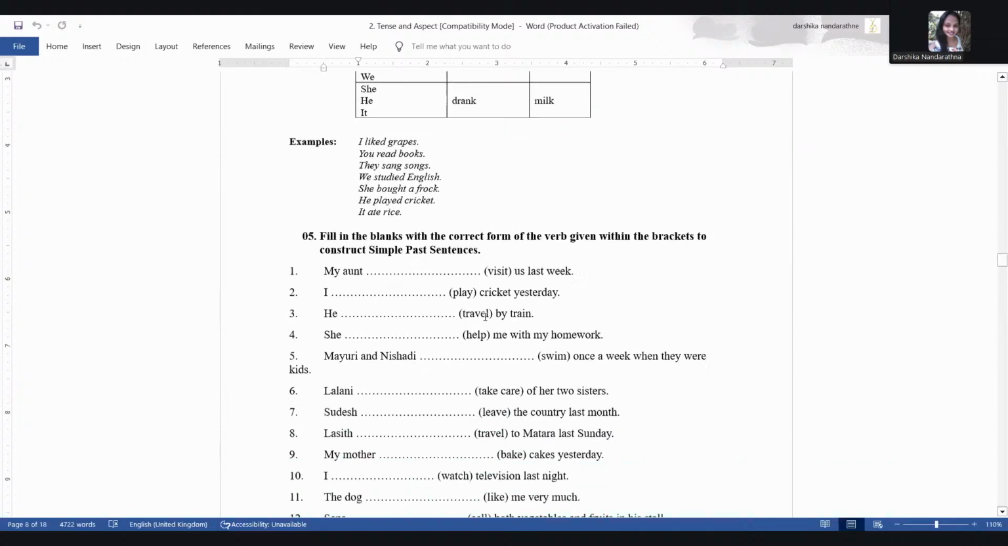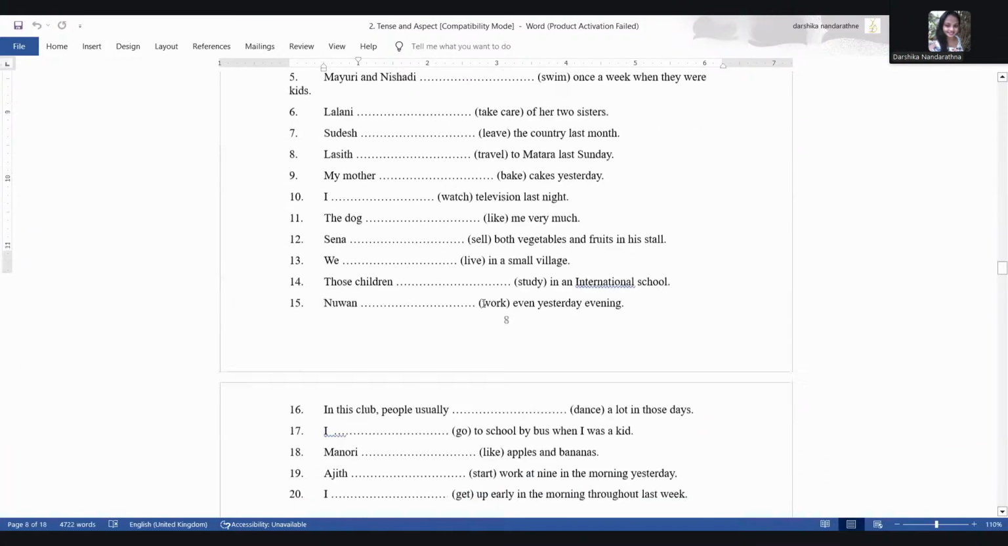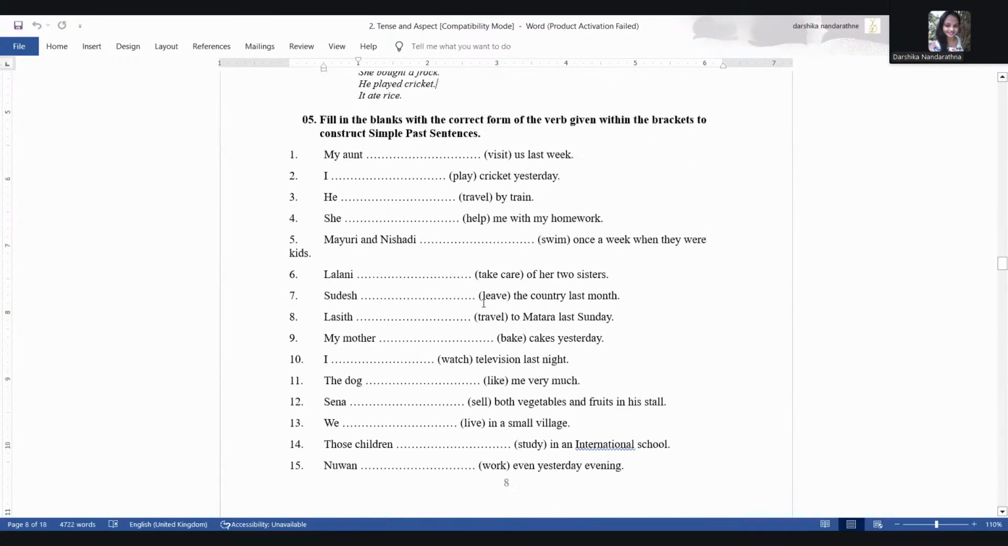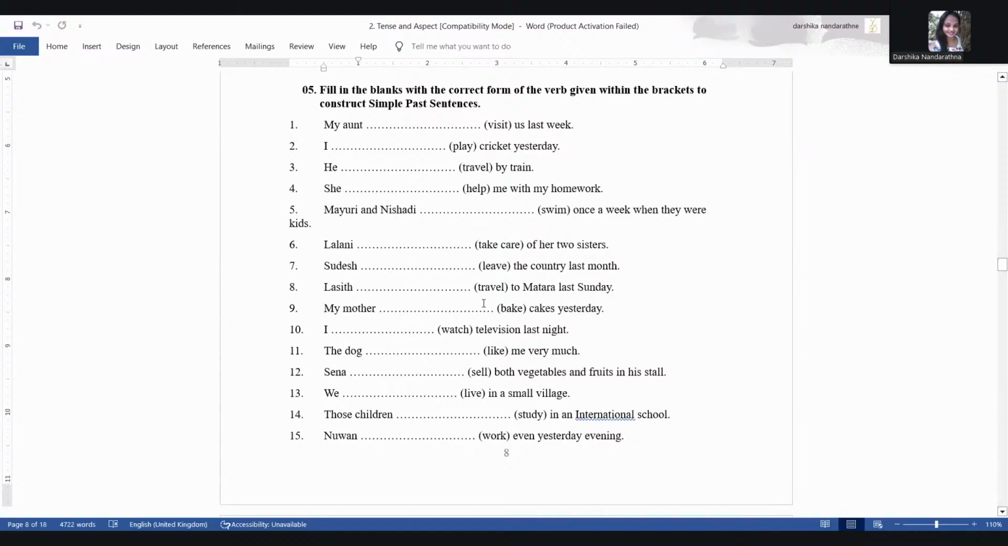I think rules are clear to you. Let's check whether you have understood all the rules by doing these activities. Activity number 5. Fill in the blanks with the correct form of the verb given within the brackets to construct simple past sentences. Yes, complete the blanks, Pute. You need to construct simple past tense sentences. 20 sentences are there, so start to do it.